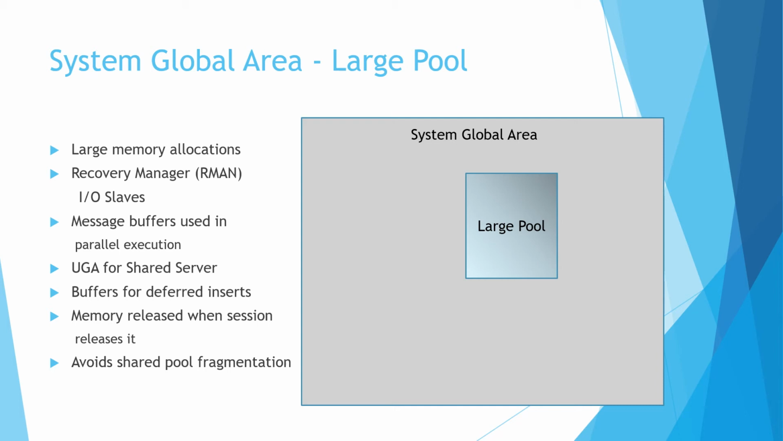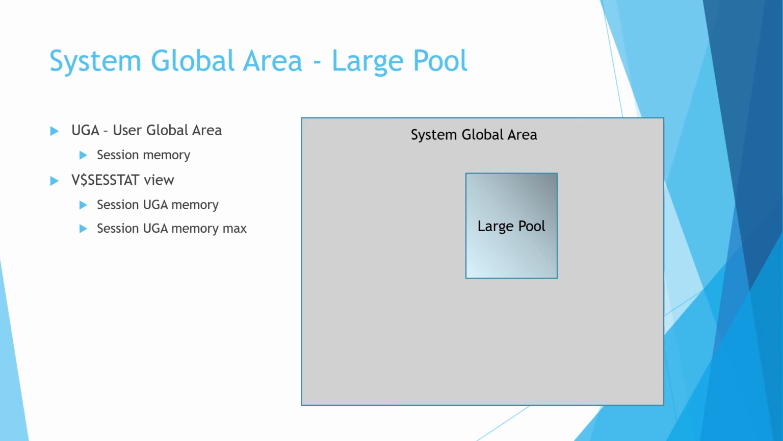When you're not using automatic memory management, the Oracle database allocates memory for parallel operation message buffers and RMAN IO slaves. To avoid negative impact, it is recommended to use automatic memory management to ensure that the large pool will be used for parallel query execution buffers. The large pool is not configured by default.